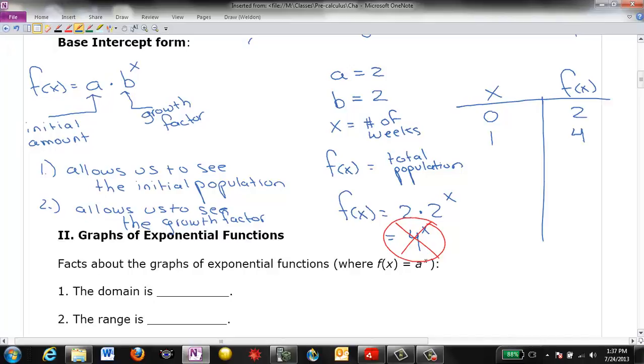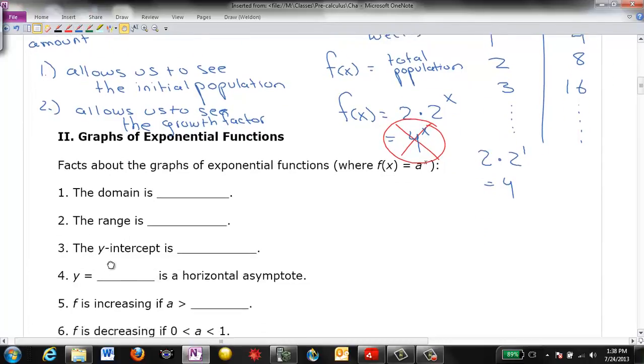Does that work in our function? Does our function that we have written here symbolically represent that? And in fact, it does. If I take 2 times 2 raised to the first, that's 4. So 2 weeks pass by and I get 8 rabbits. 3 weeks pass by and I get 16 rabbits. You should try this in your function that you constructed. You'll see that this is a good symbolic representation of this particular population growth, and this would continue on and on as long as we're observing this population. All right, so there's an example of using that base intercept form.